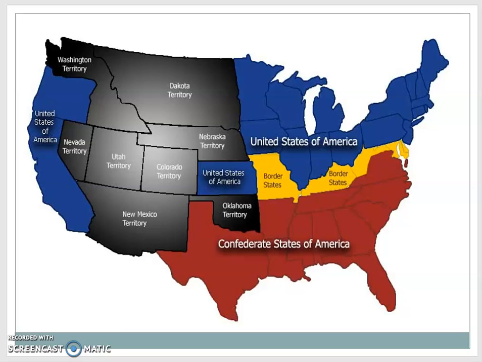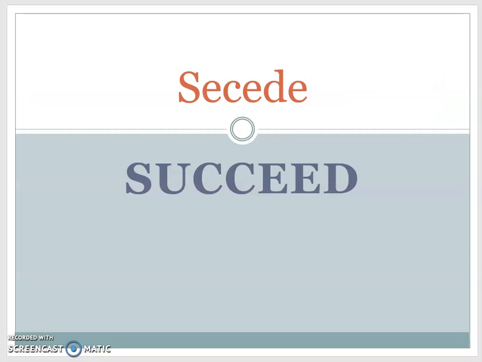And by the way, the word is secede. It is not succeed. The South seceded from the Union. It did not succeed from the Union. Please do not, on the final exam, please do not write the South succeeded from the Union. If you do, I might have to fail you. Okay? I get tired of reading the South succeeded from the Union.